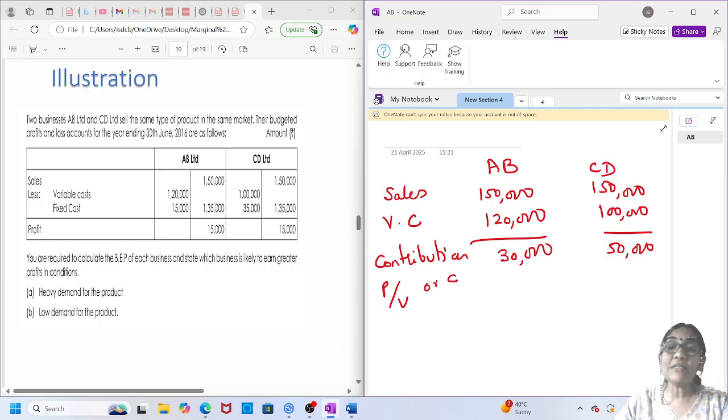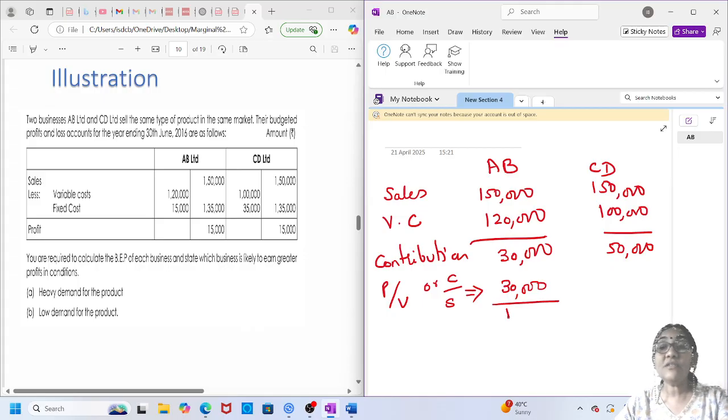which is also known as contribution to sales ratio. So in this case, the contribution to sales ratio or the PV ratio is going to be 30,000 divided by the sales, which is 1,50,000 into 100. It's to get it into percentage, right? So this will give you 20%. Correct me if I'm wrong.